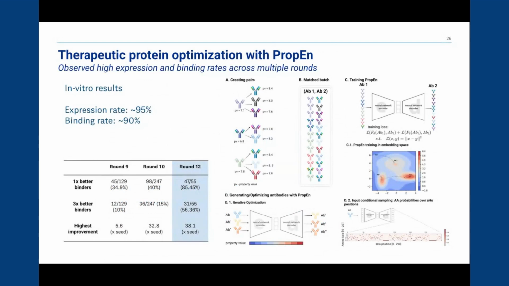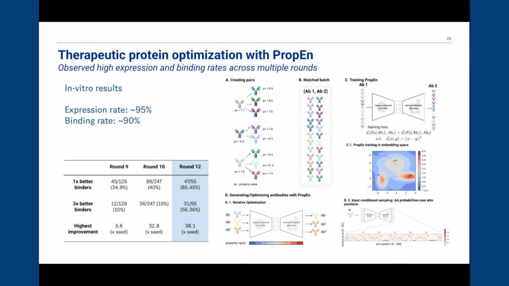It consists of just these 3 steps. The first step is matching, and we split the data. Let's say we have a data set of antibodies with, let's say, affinity measurements. So we split the data into low property values, the antibodies with low values of affinity, and high values of affinity. And then for each antibody in the low affinity data set, we find the matching partner in the high affinity data set, right?